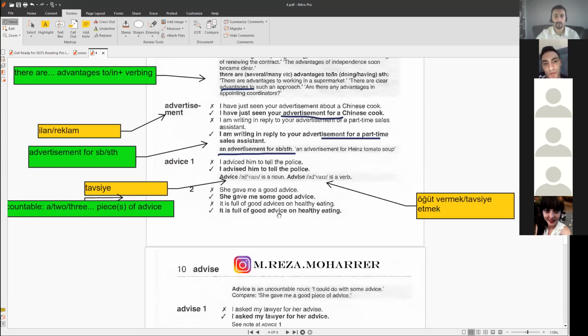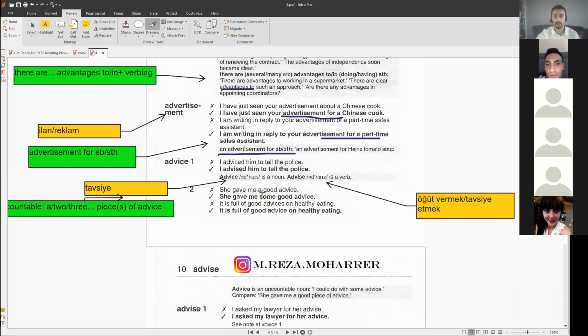So number 2, let's read number 2 here. Yes, sir, please. She gave me a good advice. She gave me some good advice. The difference is some is added. It is full of good advice of healthy eating. It is full of good advice on healthy eating. Healthy eating, yes.